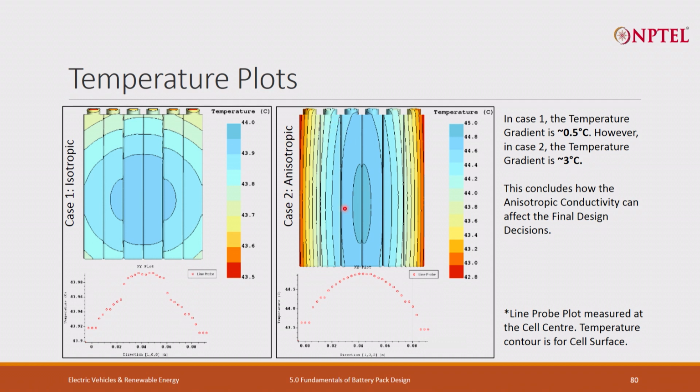I will design this pack in such a way that my temperature distribution or temperature gradient within the cells is minimum, like what is the case of isotropic thermal conductivity. I will try to maintain 0.5, but then I have to redesign. The same design does not work here. I have to redesign in such a way that even this 3 degree can go down to 0.5, because now we know that this is the ideal condition, this is the actual condition, and that happened only because of anisotropic thermal conductivity.